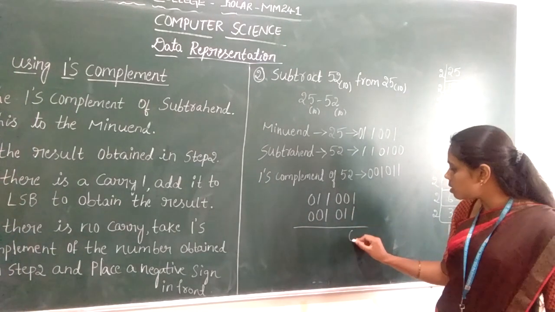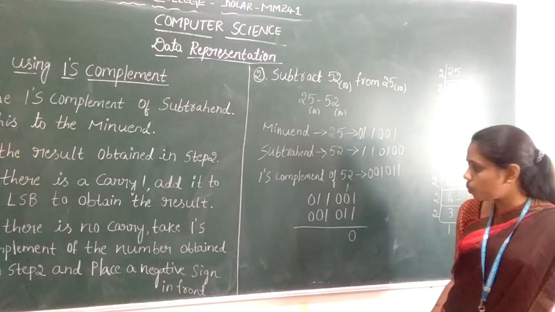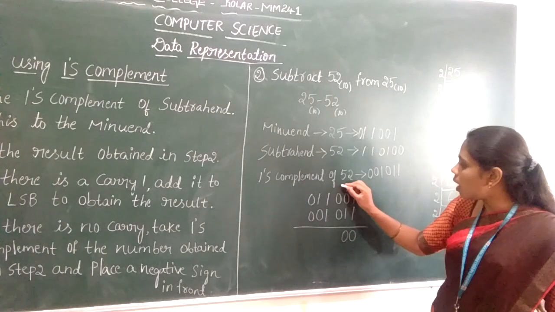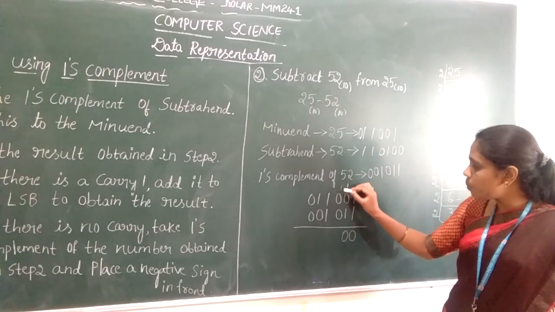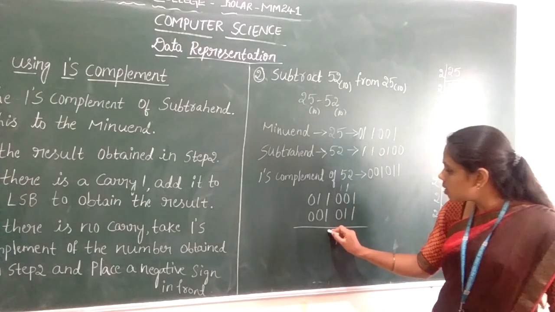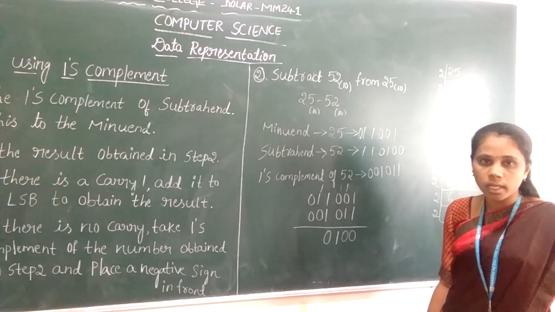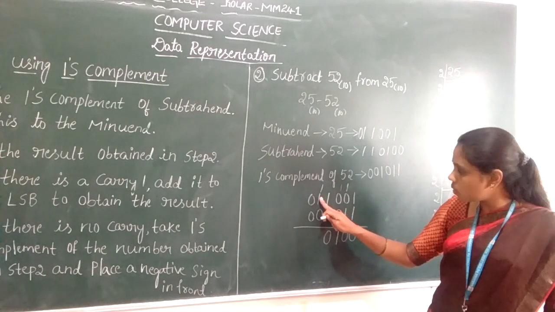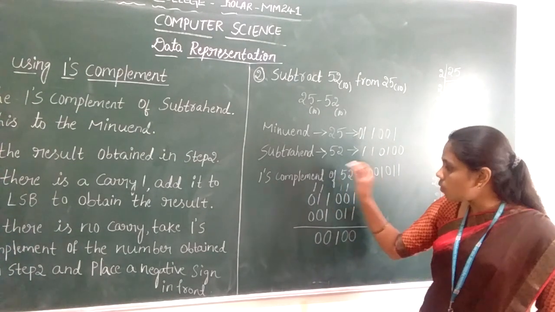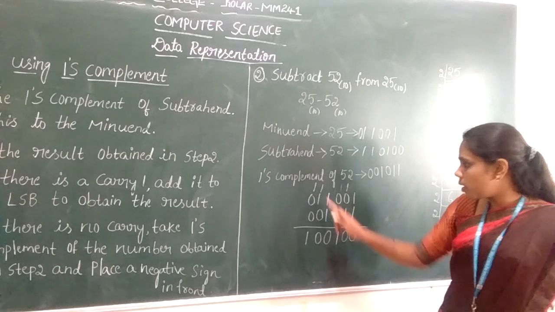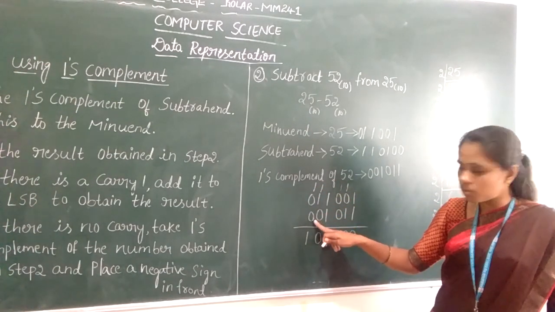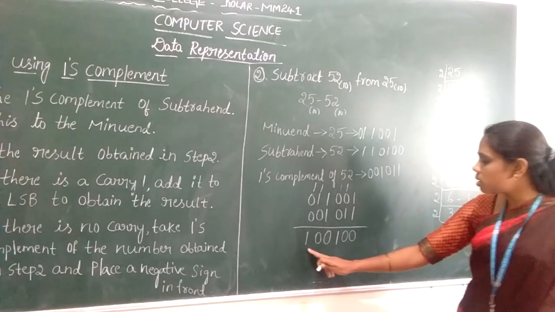1 plus 1 is 0 and 1 is carried to the next position. 1 plus 0 is 1 and 1 plus 1 is again 0 and 1 is carried to the next position. 1 plus 0 is 1 and 1 plus 0 is 1. Now 1 plus 1 is 0 and 1 will be carried to the next position. 1 plus 1 is 0, 1 plus 1 is 0, 0 plus 0 is 0 and here we have 1 as carry. Add this to these values. 1 plus 0 is 1, 0 plus 0 is 0, 0 plus 1 is 1. Now this is the final result.